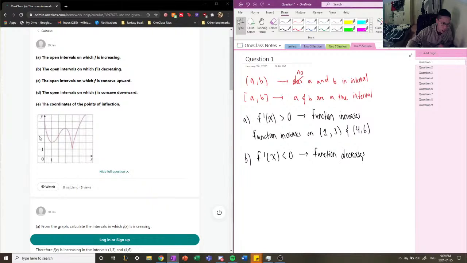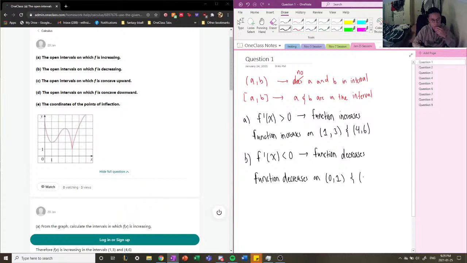So let's identify the intervals on which the function is decreasing. The function is initially decreasing at x equals 0 to 1, and it's also decreasing from 3 to 4. Okay, so these are the intervals. The function decreases on (0, 1) and (3, 4). Okay, so these are the open intervals that the function decreases.